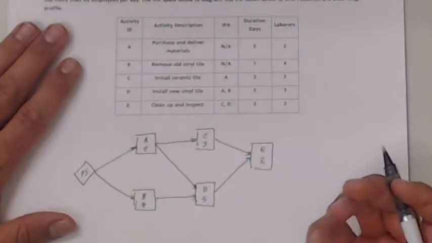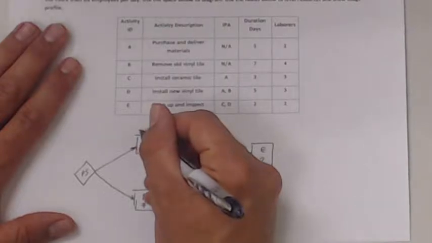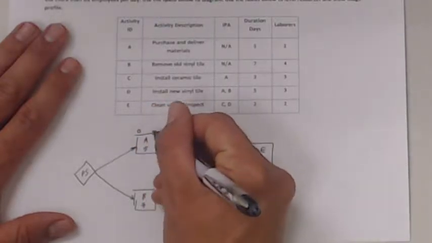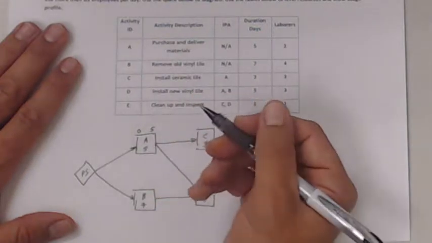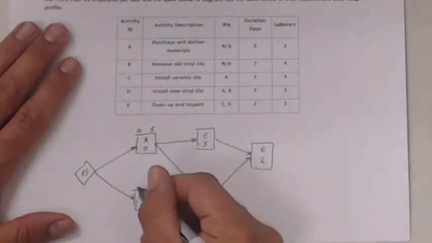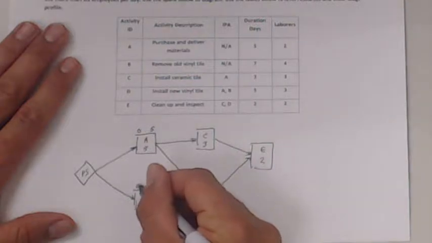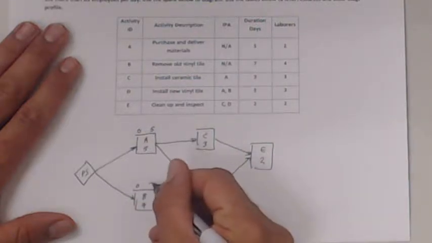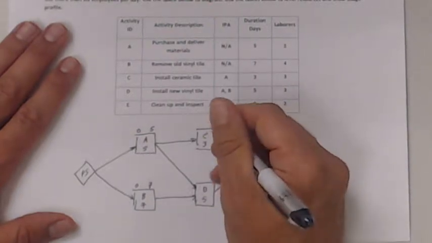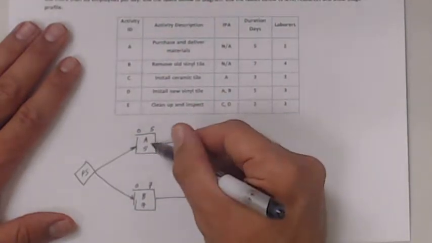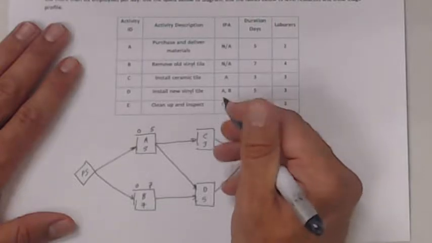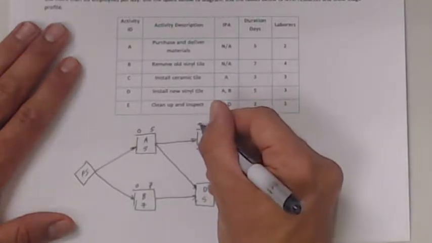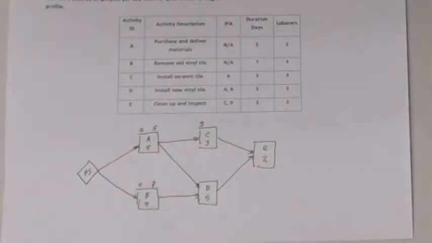I'll start with A. Theoretically, there is nothing stopping A from starting, so I can start on day 0. It's a 5-day duration, which would make my early finish day 5. B, a little bit different. Nothing constraining the start of B, so therefore it starts on day 0. It's a 7-day duration. My early finish would be day 7. Activity C is constrained by activity A, so it's immediately preceded by A. Therefore, the earliest I can start C is on day 5. C is a 3-day activity, so the earliest I could finish it is on day 8.